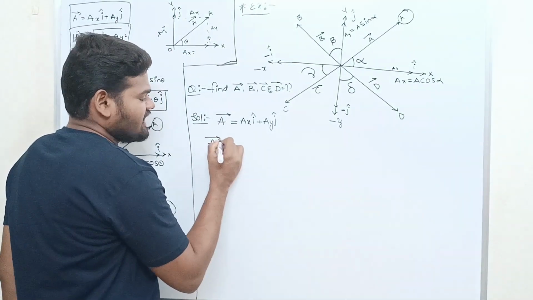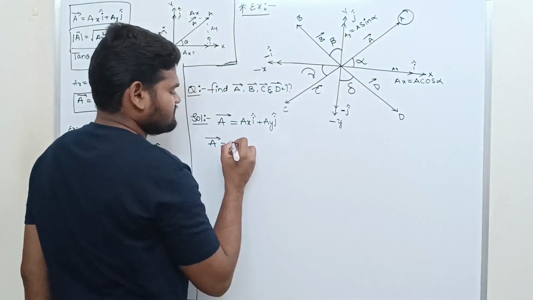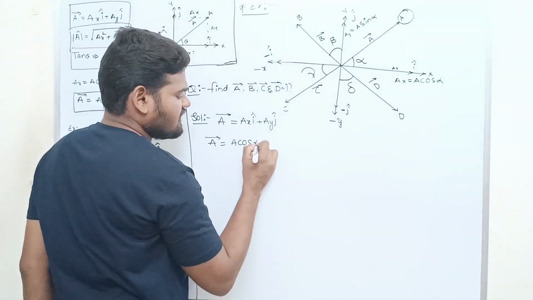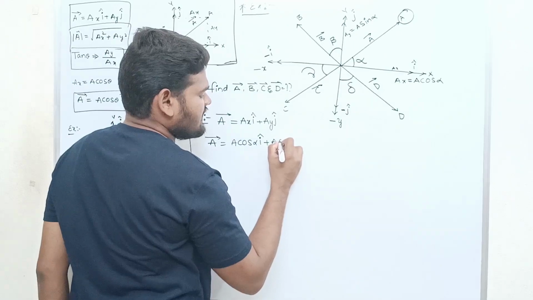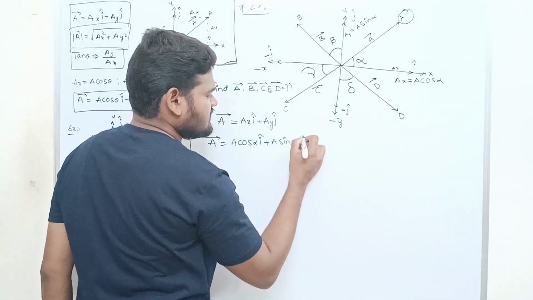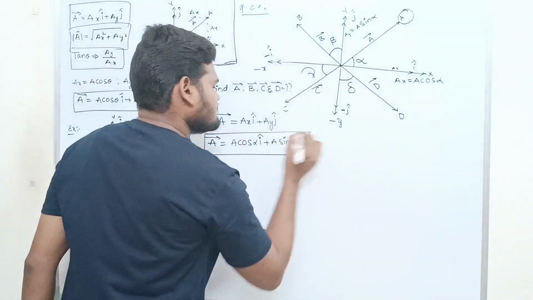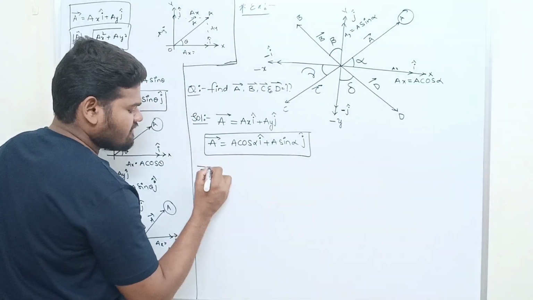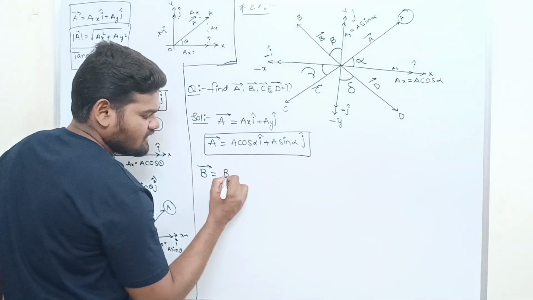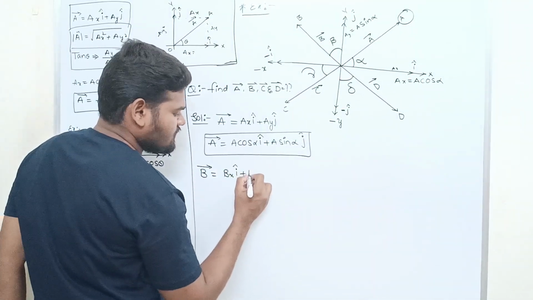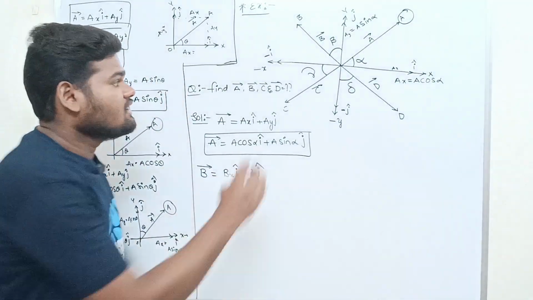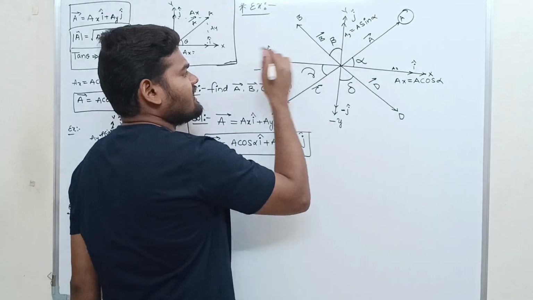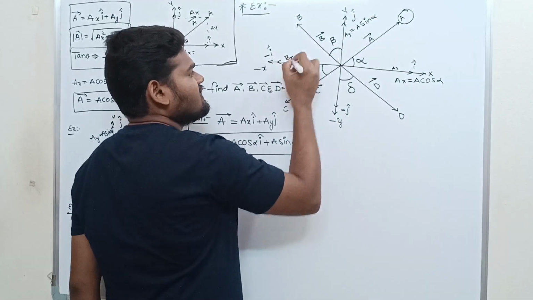Easy one, right? So a bar is equal to, what is ax? A cos alpha i cap plus, what is ay? A sin alpha j cap. That's it. This is the a bar vector. Now we have to find the b bar vector. So b bar vector is equal to what? Bx i cap plus by j cap. We have to find bx and by. So along the x-axis, the component is bx.